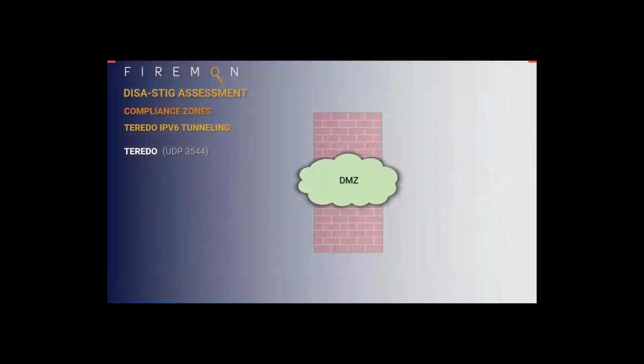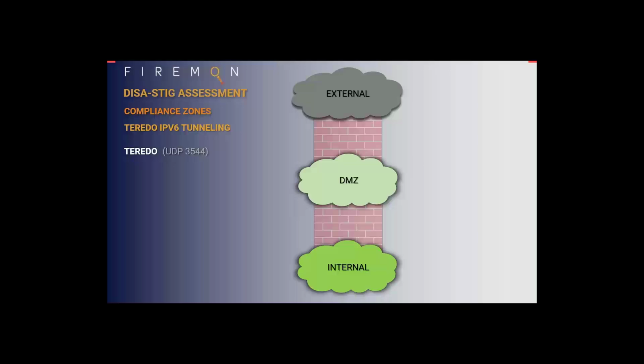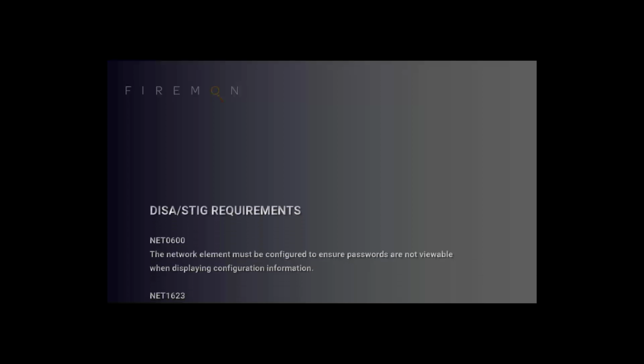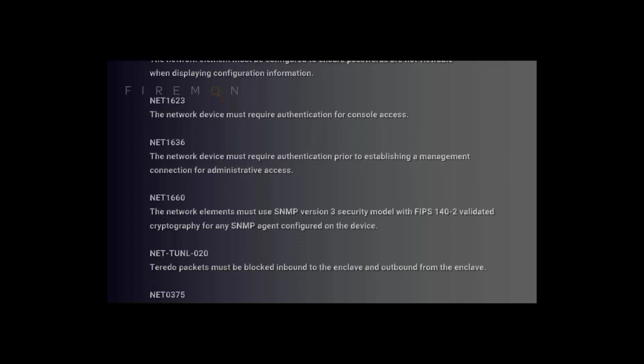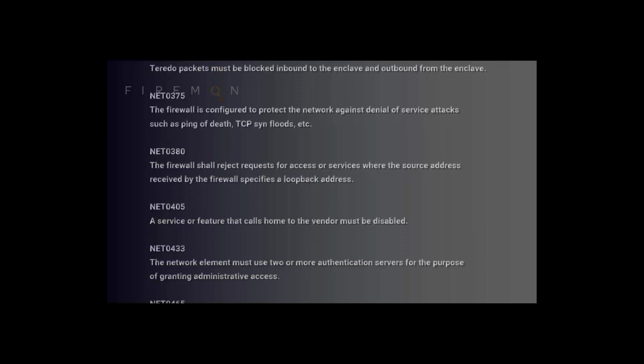The internal and external compliance zones, which will be the bidirectional source and destination zones checked for the presence of those Teredo packets, will need to be populated with the relevant network segments. There are 36 controls to verify various device properties and configurations, as well as 2 controls that check to ensure inbound and outbound Teredo packets are blocked. Using those controls, the DISA STIG assessment will test the requirements listed on your screen now.